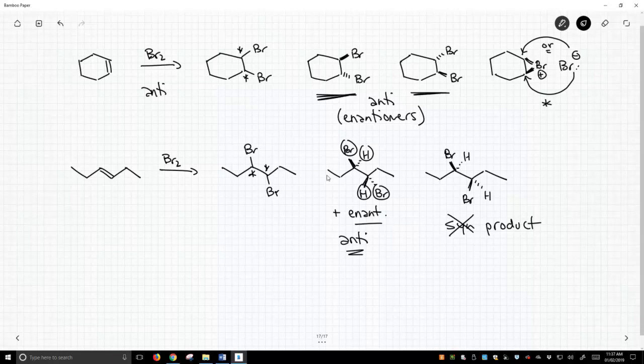So be careful. Anytime you start generating multiple stereocenters, you have to be very careful about which product you show, and the product has to be consistent from the starting material that you used in the reaction.